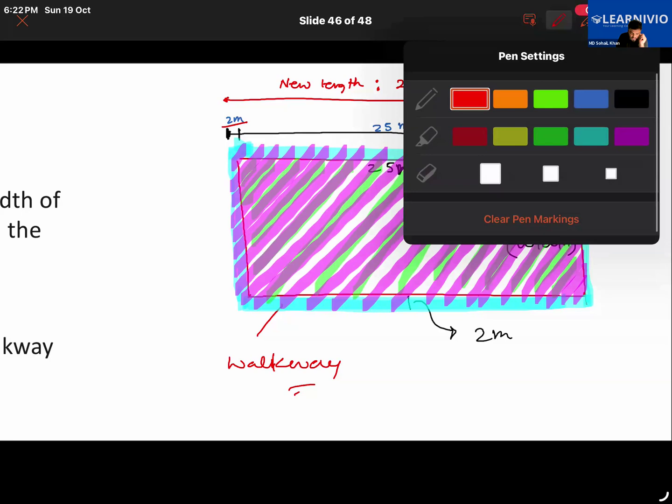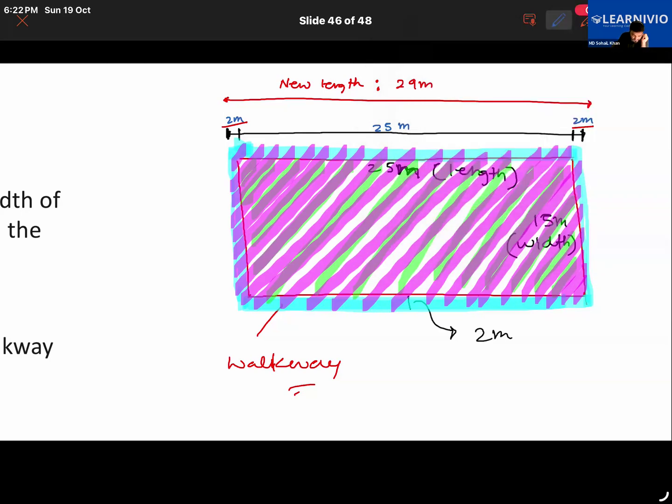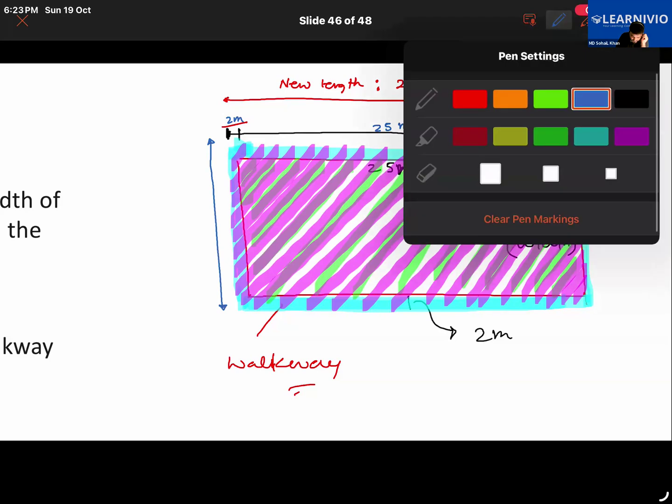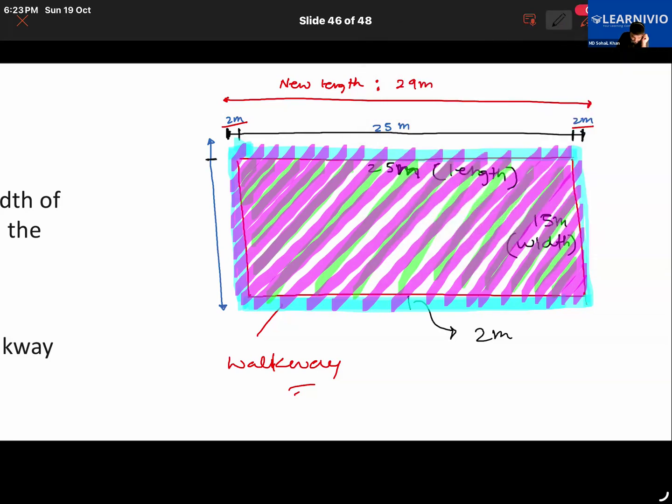In the same manner, you are now going to try and find the breadth of it because I have already told you how to find the length. So I'm guessing you'll be able to find it yourself right now. You know that this much here is 2 meter and this much is equal to 2 meter.